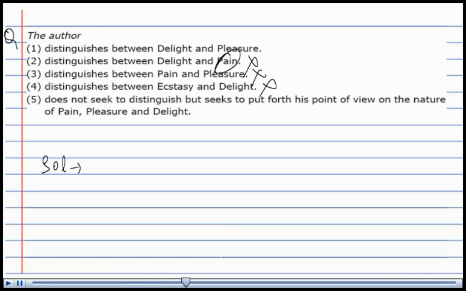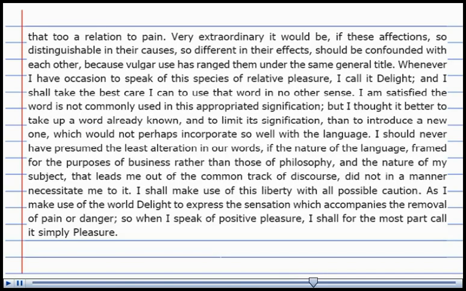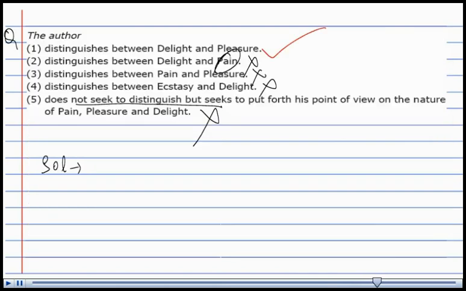This is irrelevant. Fifth, does not seek to distinguish, put forth his points of view on the nature of pain, pleasure and delight. Now you might get confused with this option, but here it is written, does not seek to distinguish, but seeks to put forth. That makes the option incorrect. Coming on to the option first, distinguishes between delight and pleasure. Let's refer to the passage first of all. The last line of the passage says, as I make use of the word delight, so when I speak of the positive pleasure. Now in this context, option 1 is a correct answer. Hence, our answer is option number first.